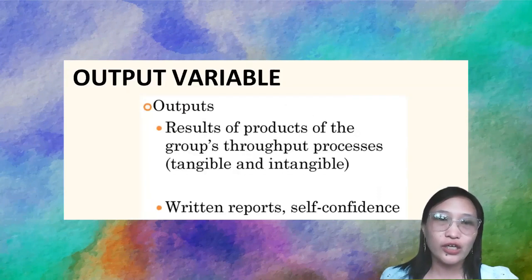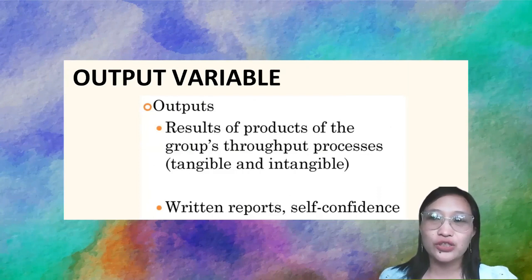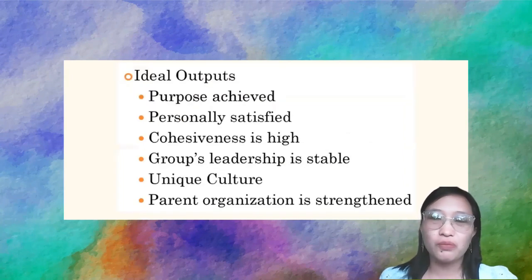Now we go to the next variable, which is the output variable. It represents the results, the products or outcomes generated by the system. They reflect the collective efforts and contributions of the group members. So the ideal output would be purpose achieved, personally satisfied, cohesiveness is high, group's leadership is stable, and it has a unique culture, parent organization is strengthened.